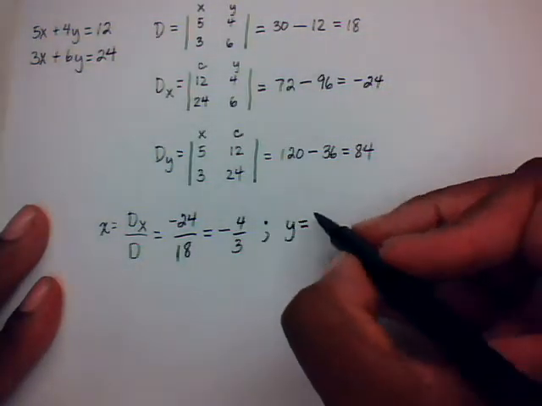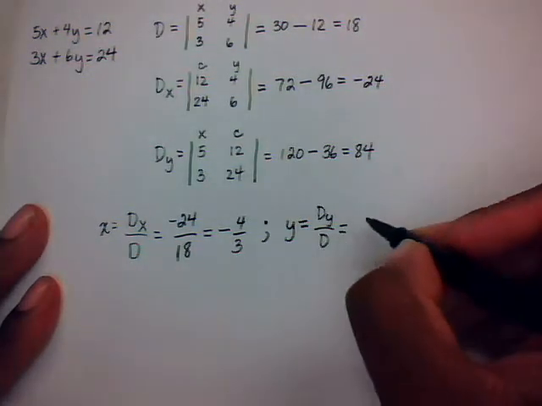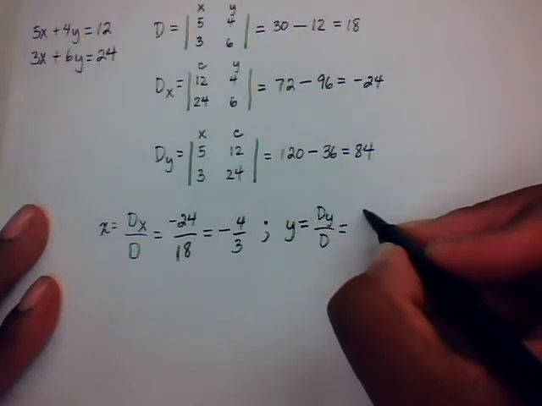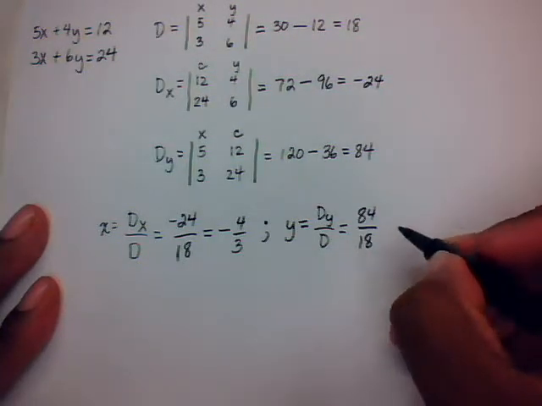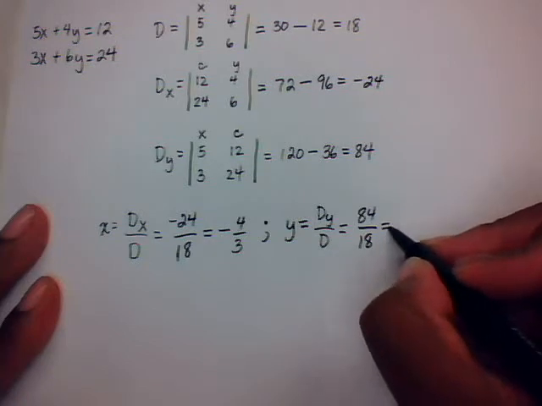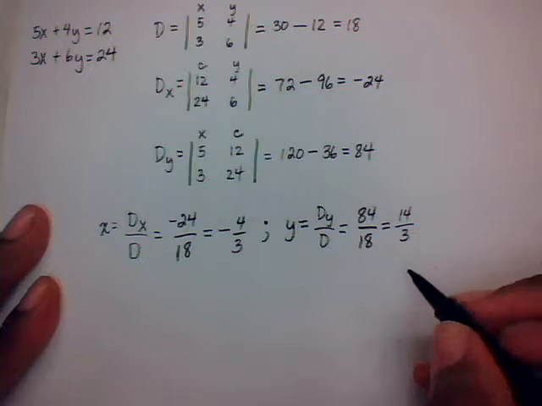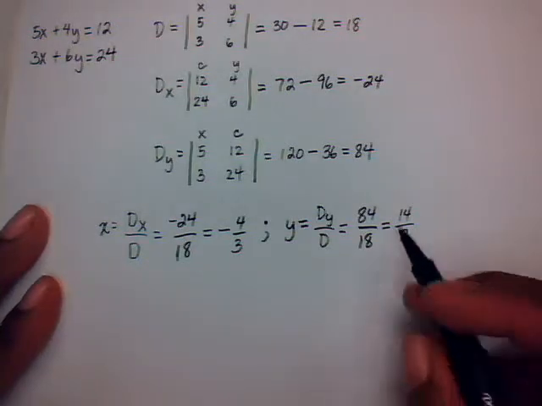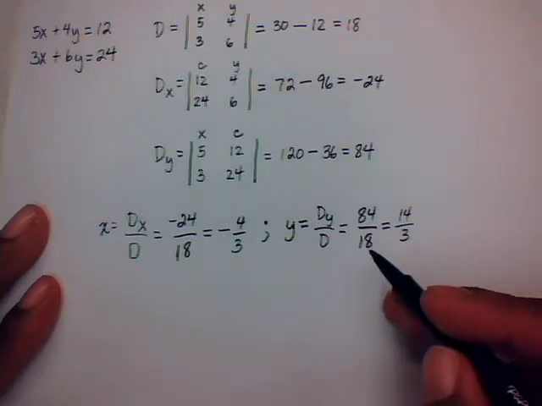Okay, and then for y, that's d sub y divided by d. In this case, d sub y is 84, and d is 18. So now we got 84 over 18. We can reduce that to 14 over 3. The numerator and the denominator, we have to divide that by 6.